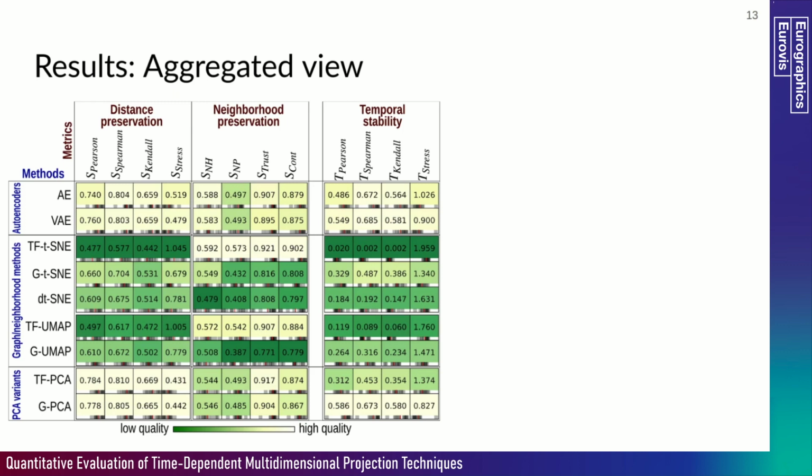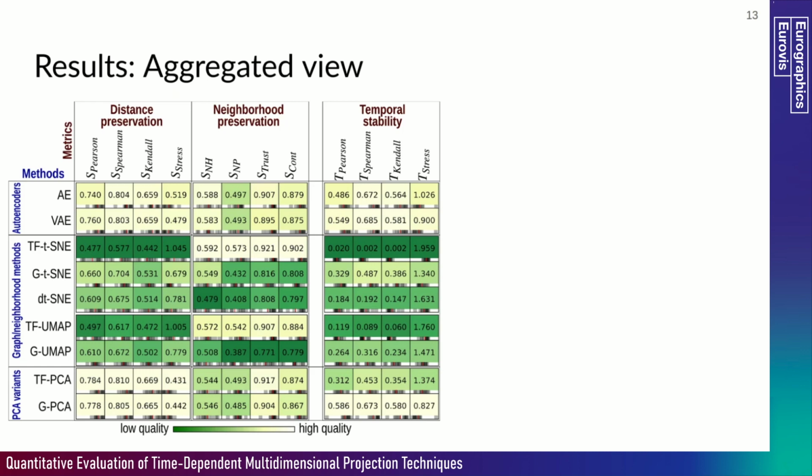Running all methods on all datasets and quantifying instability based on our metric set, we arrived at this aggregated view of the results. In this table, each row corresponds to a technique, and each column to a quality metric. Darker shades correspond to bad results, and lighter shades correspond to higher quality. At once, we start to see some patterns.